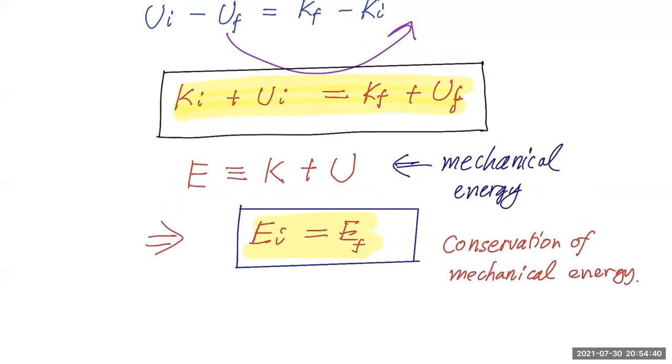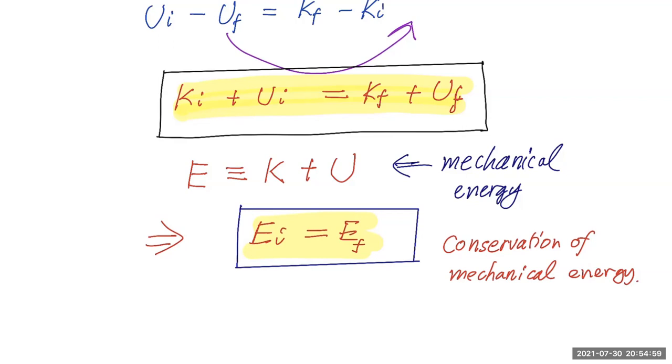Basically, it says that if the forces doing work are all conservative, then the kinetic energy of a system can change, the potential energy of a system can also change, but the sum of K plus U, which is known as the mechanical energy, does not change. So we say it is conserved.